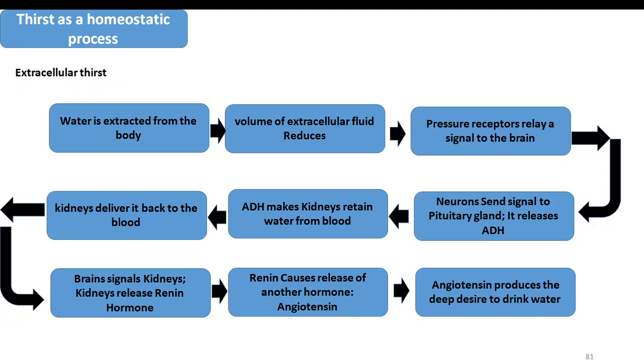So the pressure receptors relay the signal to the brain, and the neurons in the brain send a signal to the pituitary gland, which is again in the brain in the hypothalamus location. The pituitary gland in turn releases this hormone called antidiuretic hormone right into the bloodstream. And ADH causes the kidneys to retain water from the blood as they filter it, and as a result kidneys deliver it back to the blood.